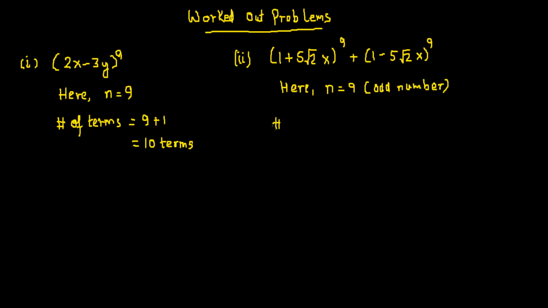So to find out the number of terms, we use the formula (n + 1) over 2. So this is (9 + 1) over 2, which gives us 10 by 2. So there will be 5 terms. Okay, now we move on to the third question.